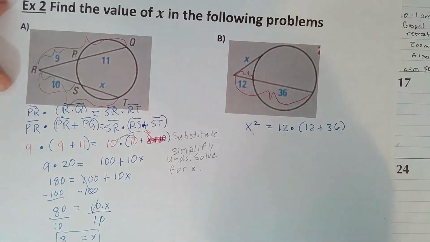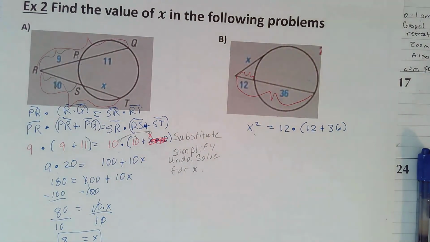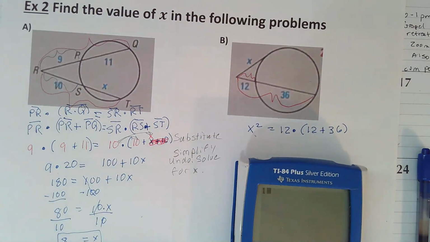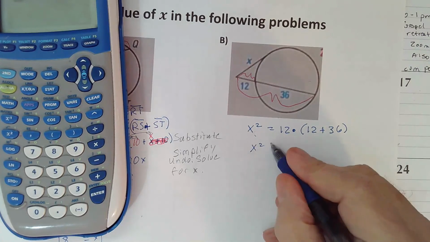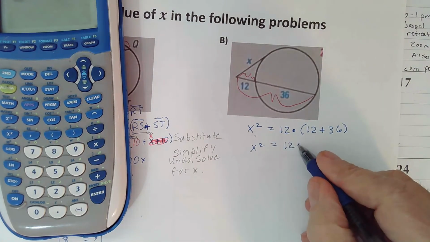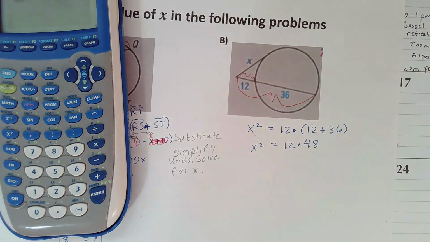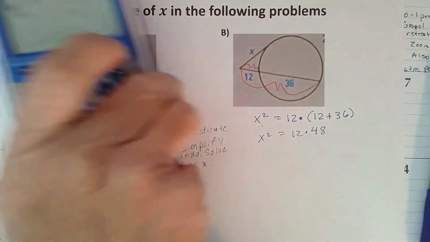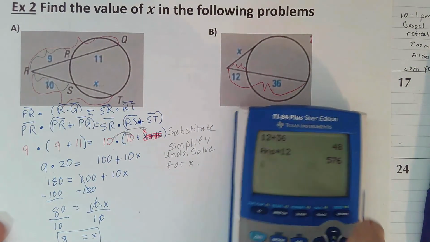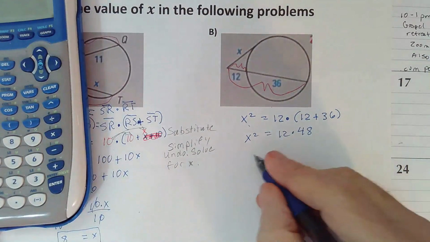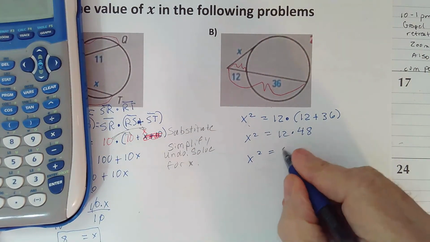So 12 plus 36, I think that's 48. Let's just get a calculator to make sure. So clear 12 plus 36. I get 48. Okay. So x squared equals 12 times 48. Right? And then now we're going to multiply the 48 times 12. So 48 times 12, and I get 576. So x squared equals 576.